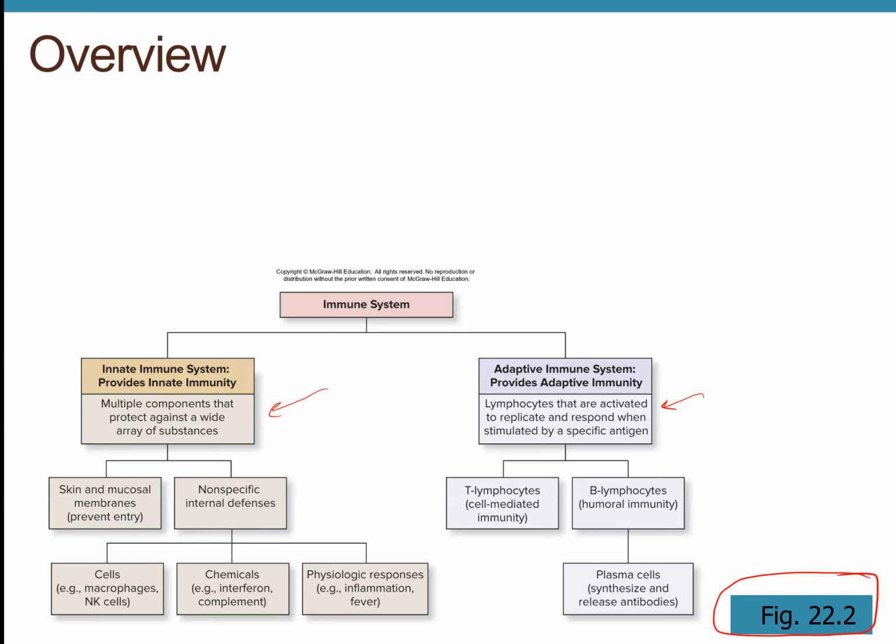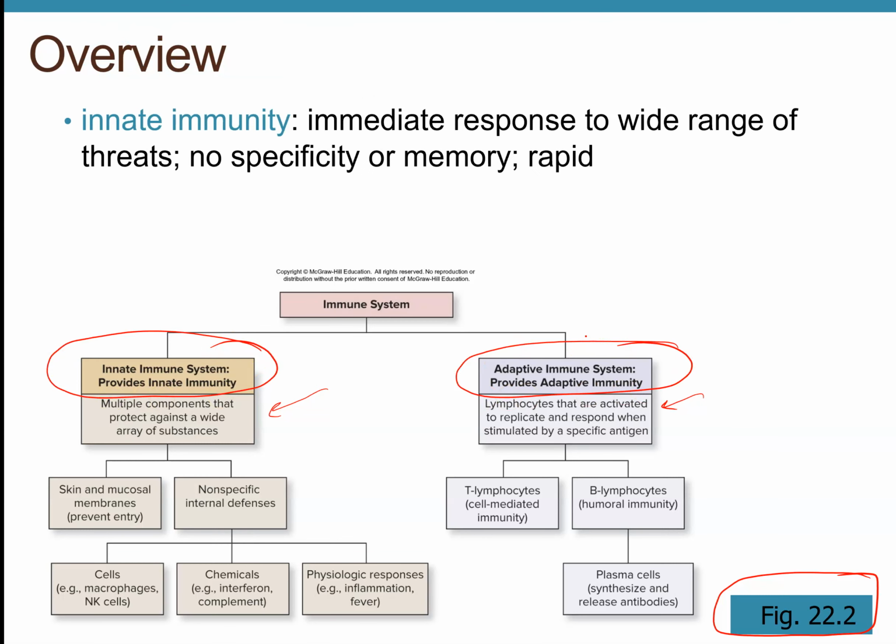The two main divisions here are the innate immune system and the adaptive immune system. And how this is broken up is your innate immunity is a lot of different aspects. You can see here skin and mucous membranes, non-specific things like cells, chemicals, and inflammation and fever or physiological responses. This is how your body's going to respond immediately to all sorts of threats. Doesn't matter what kind of bacteria or what kind of virus it is. It's going to attack it the same way it would any other bacteria, virus, fungus, protozoan, whatever.